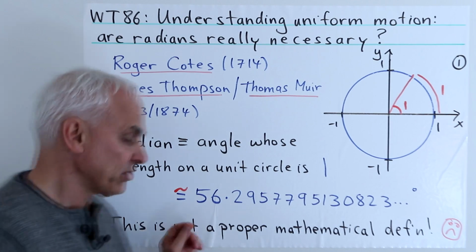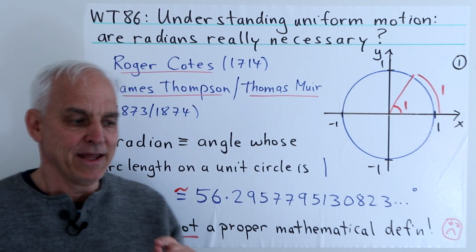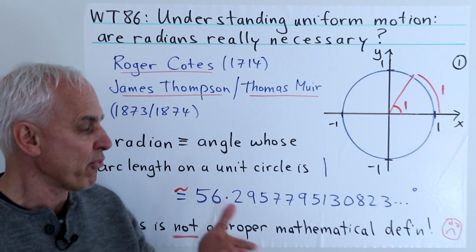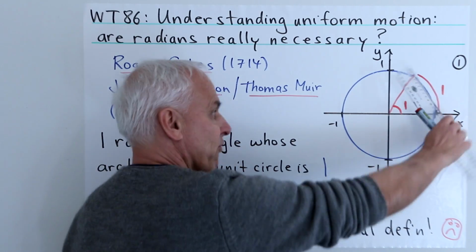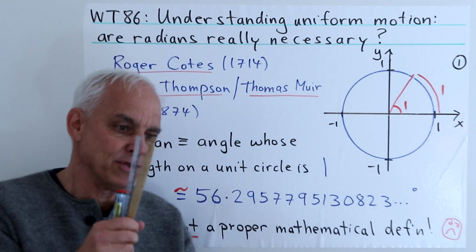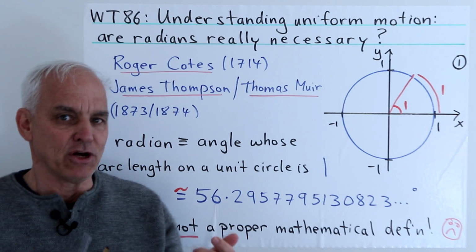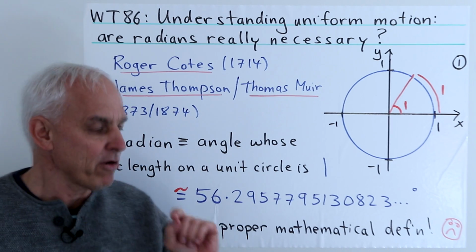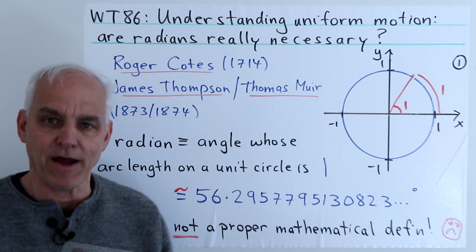So it's important to realize that this is not a proper mathematical definition. It's valid at the level of approximations involving approximate uses of rulers or pieces of string or limiting kinds of arguments. But as a proper mathematical definition, this doesn't really qualify.